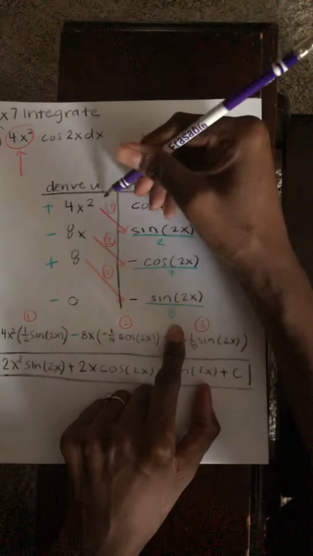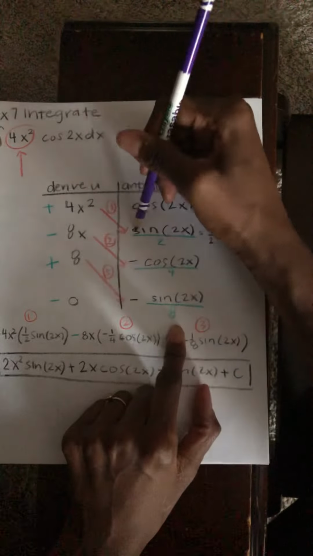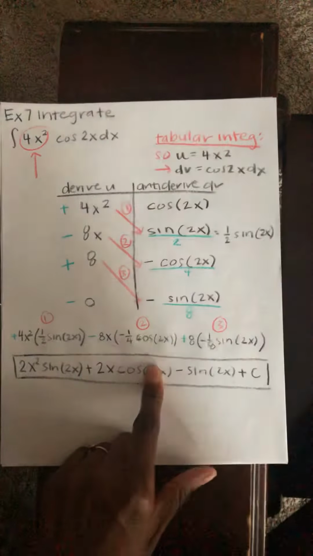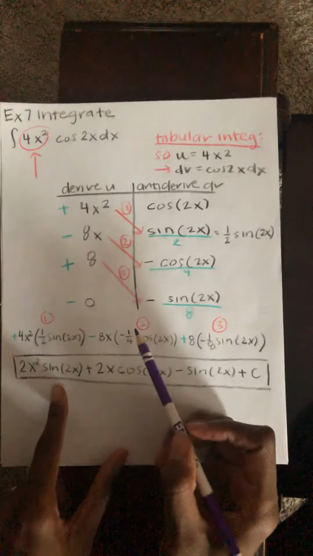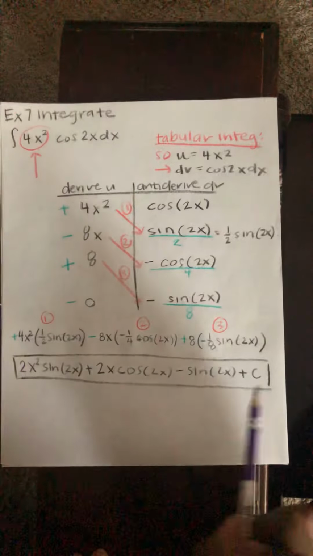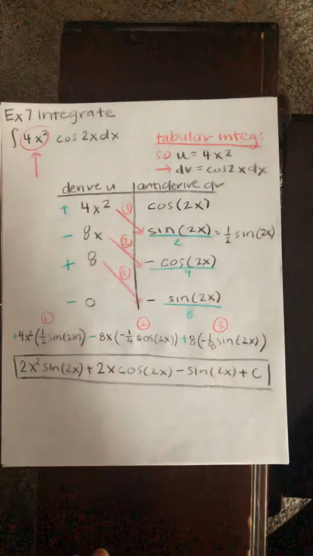And then we just do the tabular method where we draw our lines and we multiply these together. And don't forget your plus, minus. And then we just simplify from there, and that would be our final answer. And then we tack on that plus c because we are not evaluating it from anything.